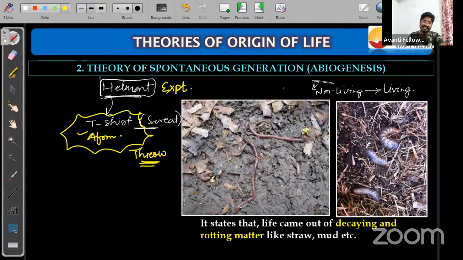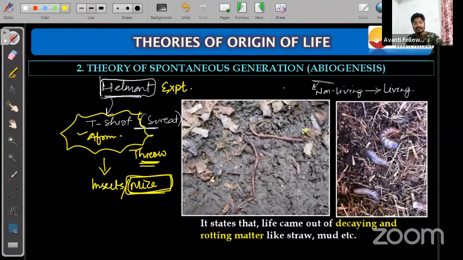The thing is like the T-shirt, in that particular T-shirt, after certain day he observed that in that T-shirt some insects और mice were moving. mice वहां पे मूव कर रहे थे, उसी स्वेट में mice मूव कर रहे थे. From there he concluded that these mice are originated from the sweat which was present in that T-shirt. T-shirt में जो स्वेट था ना, वहीं से वो mice बने, ऐसा उनका assumption था.